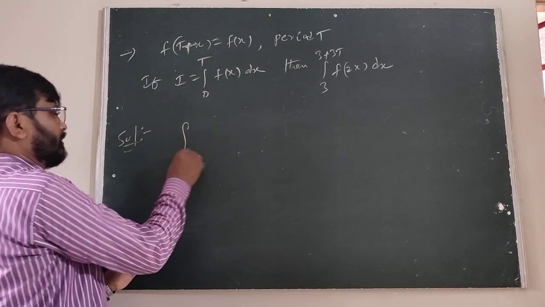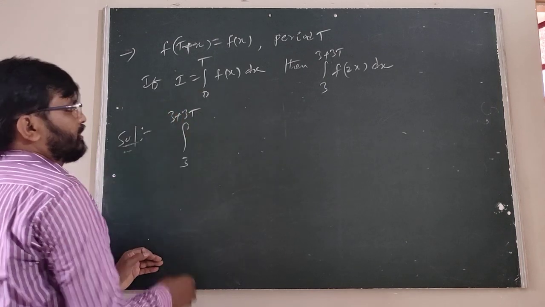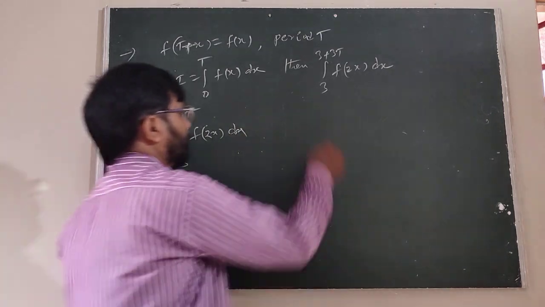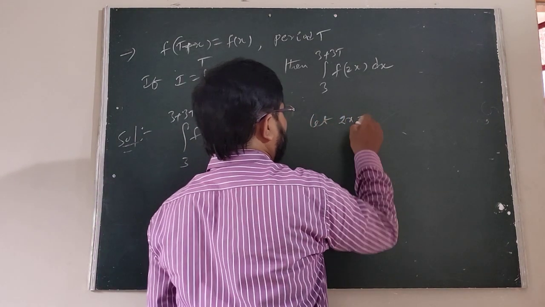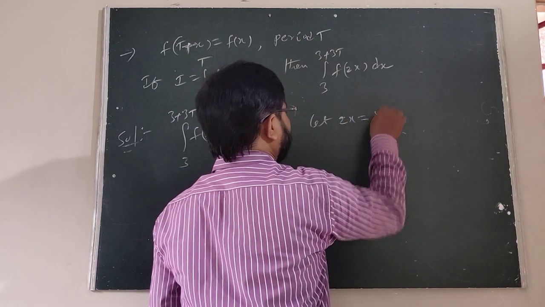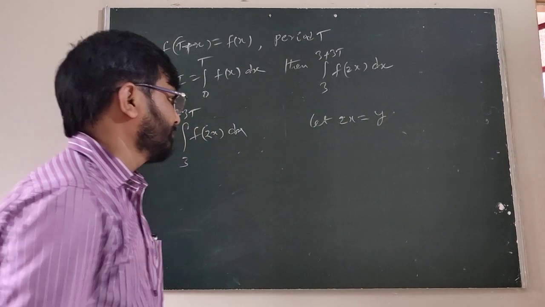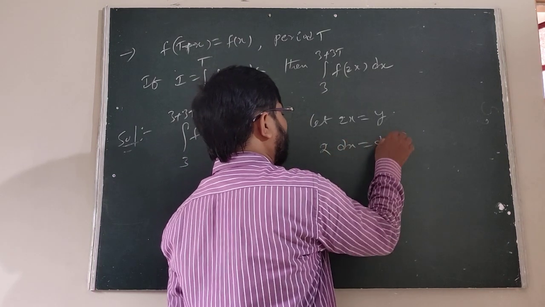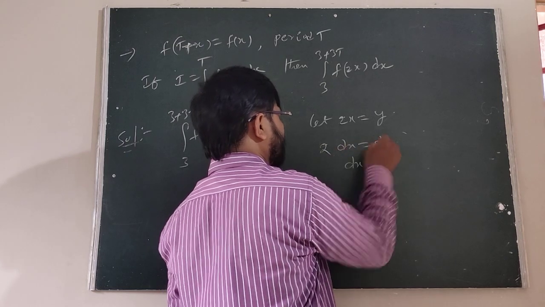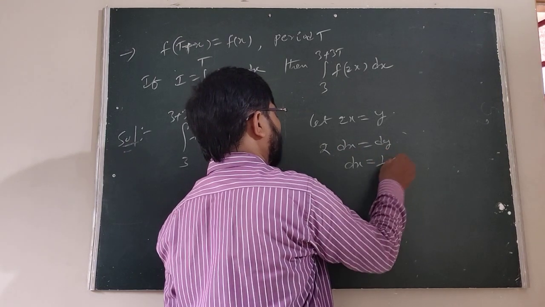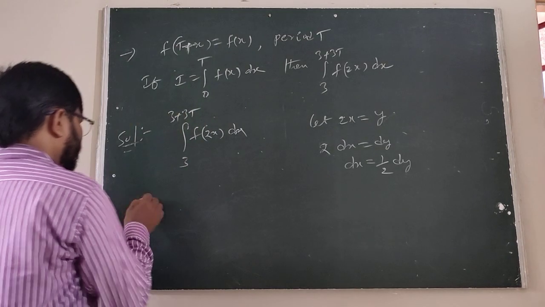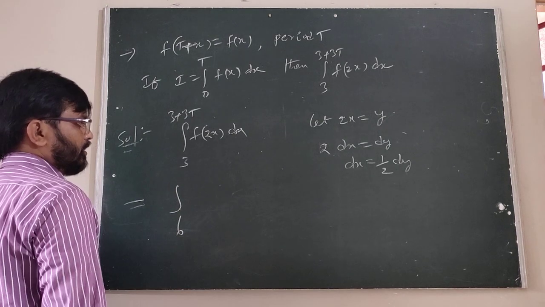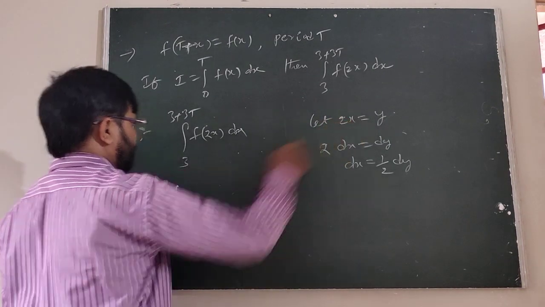What is given? The integral from 3 to 3 plus 3t of f of 2x dx. First, let 2x equal some y. Now the derivative is 2 dx equals dy, so dx equals 1 by 2 dy. When we take x equal to 3, 2 into 3 is 6.